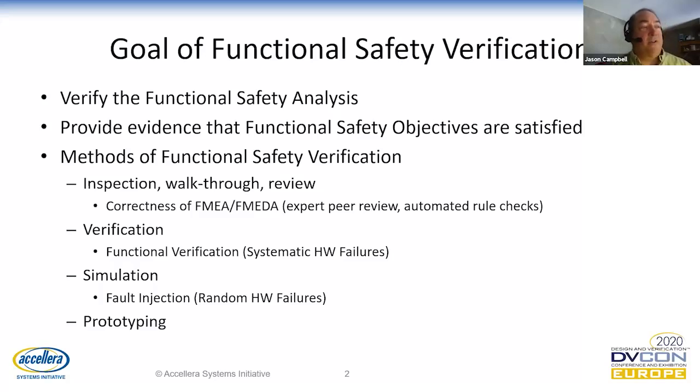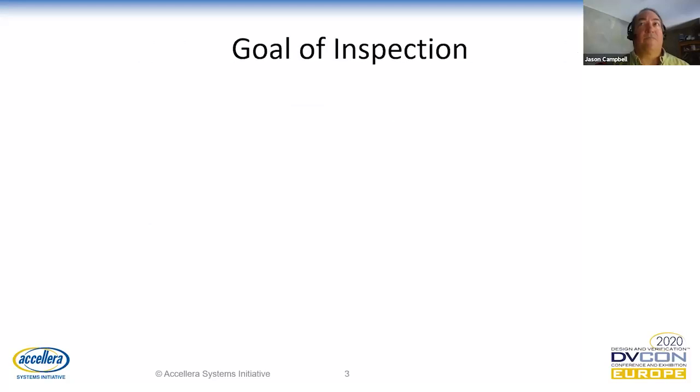John talked a little bit about functional verification for finding systematic hardware failures. So this would be, you've run code coverage, for example, and that's a form of functional verification that you can use to find the systematic failures. If we take a look at random hardware failures, we're primarily talking about fault injection, and that's what I'm going to spend most of this presentation on. That's my particular area of expertise. Other methods you might use: prototyping, beam testing. That really takes a look at whatever your design is, what you feel is appropriate for your verification.